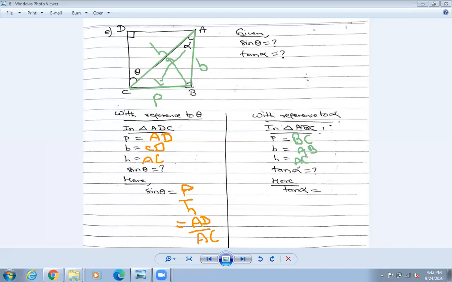So what do you need to find in case of alpha? Tan alpha equals question mark. What is the formula of tan? P by B. So what is the value of P? P means BC, divided by B. What is B? B is AB. So this is our answer.